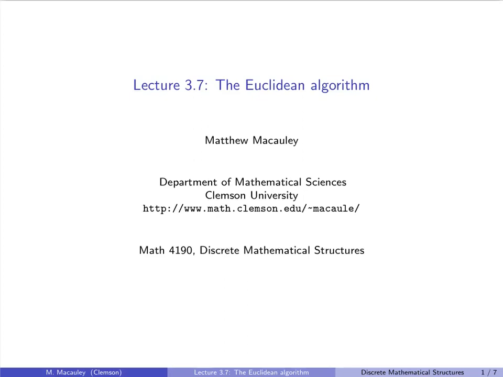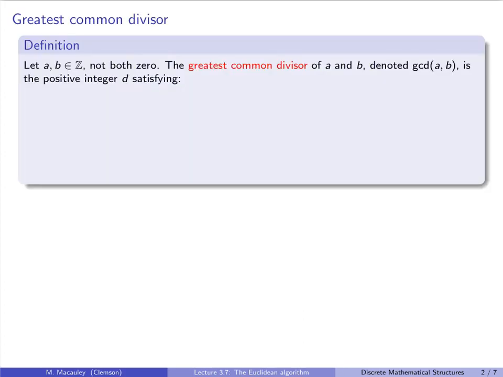Welcome to Lecture 3.7, the Euclidean algorithm. The Euclidean algorithm computes the greatest common divisor of two integers. So let's start with a definition of that. Let's let a and b be integers. They both can't be 0, but one of them can.